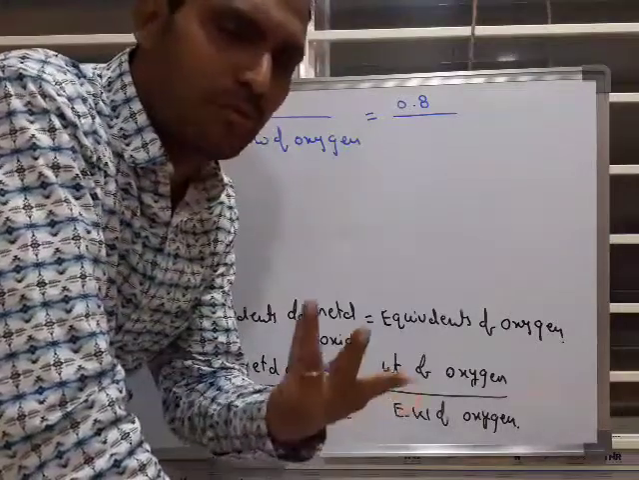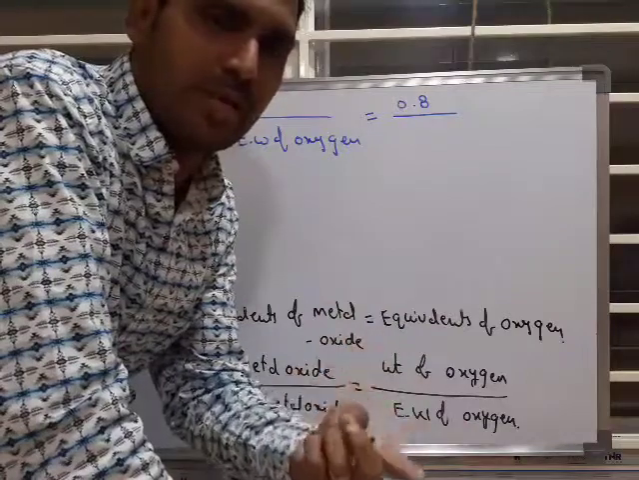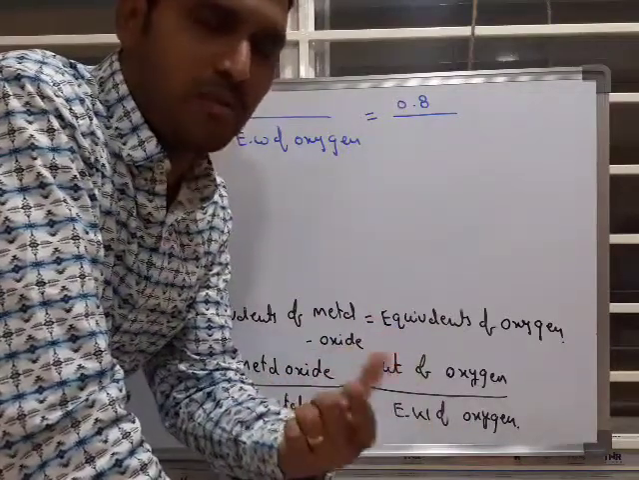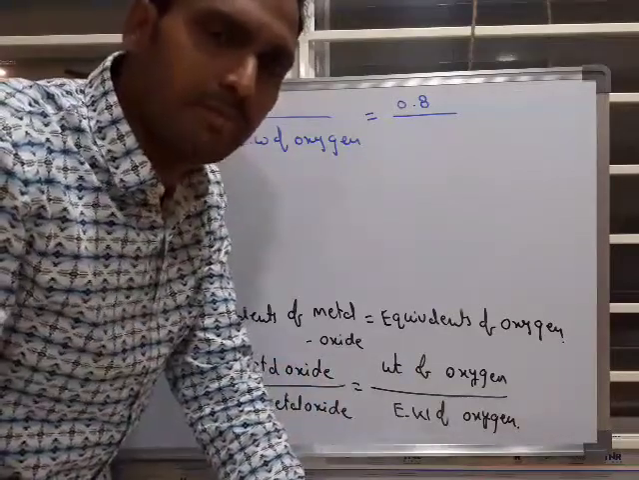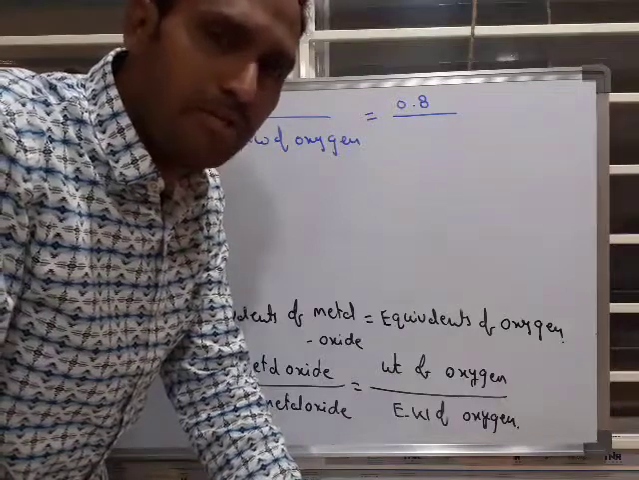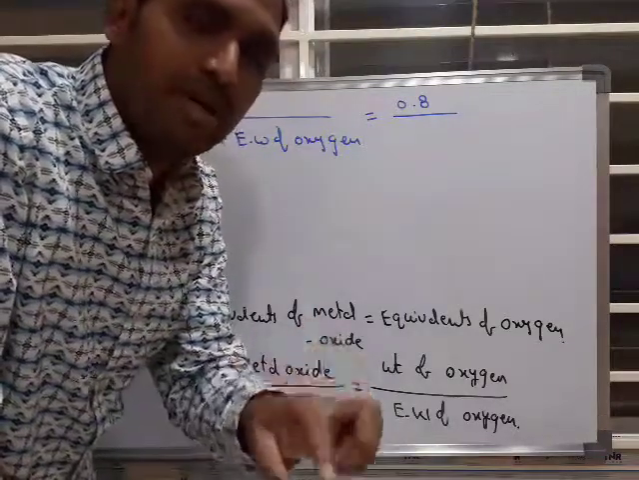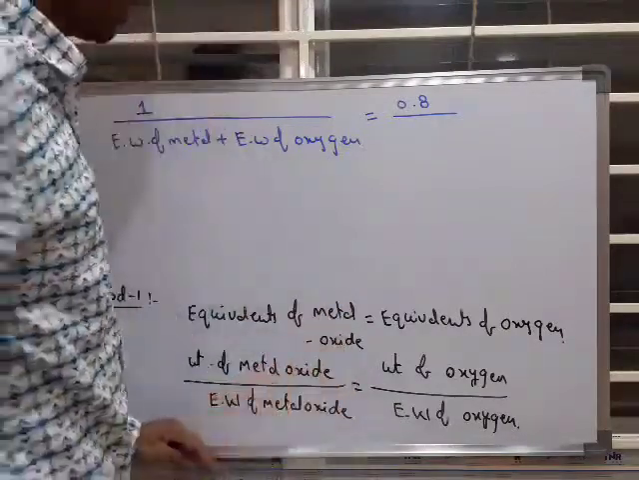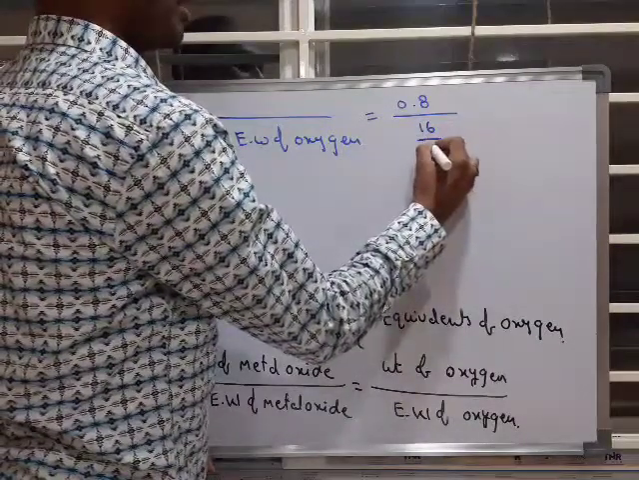For acids, we know molecular weight by basicity. For bases, molecular weight by acidity. For salts, molecular weight or formula weight by charge. For oxidizing and reducing agents, molecular weight by number of electrons gained or lost. For an element, atomic weight by valency. So equivalent weight of oxygen equals atomic weight 16, valency 2.